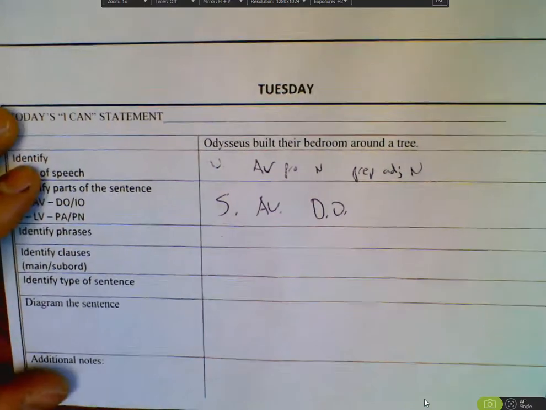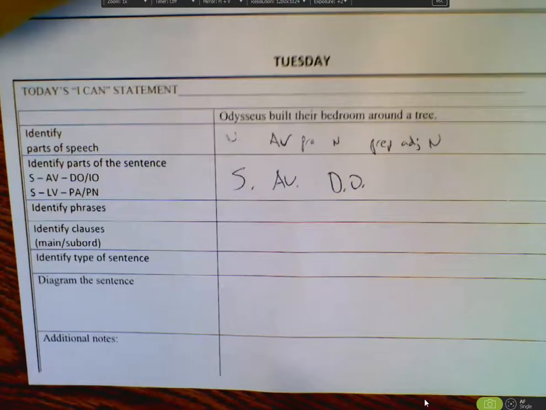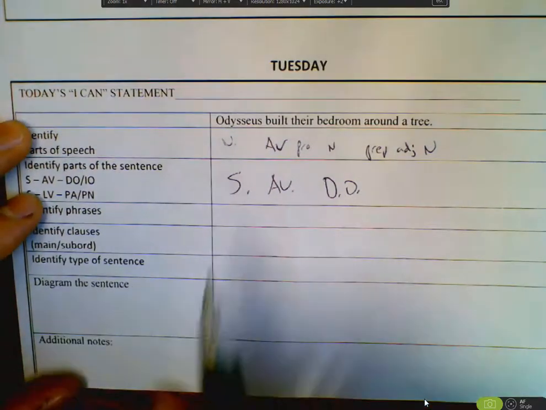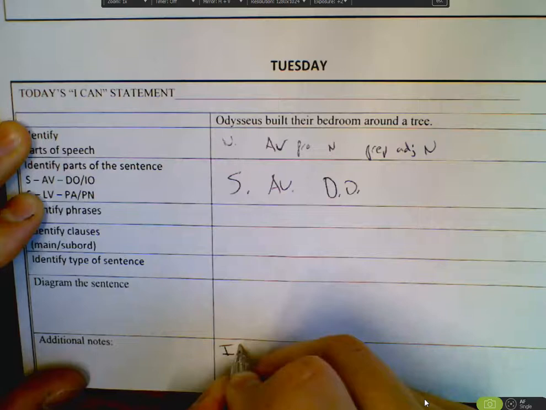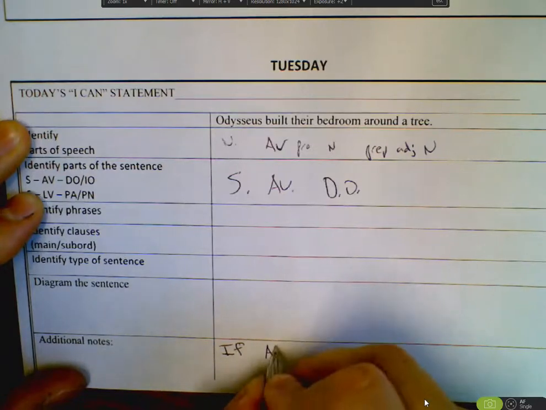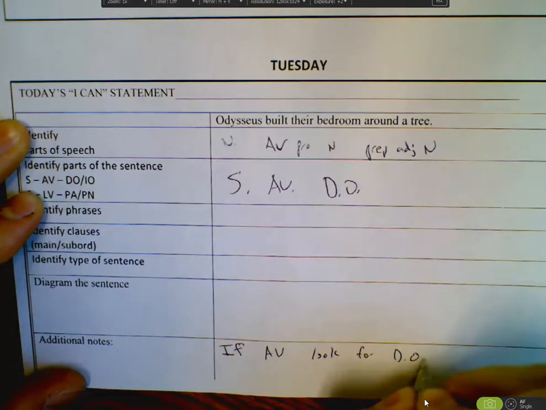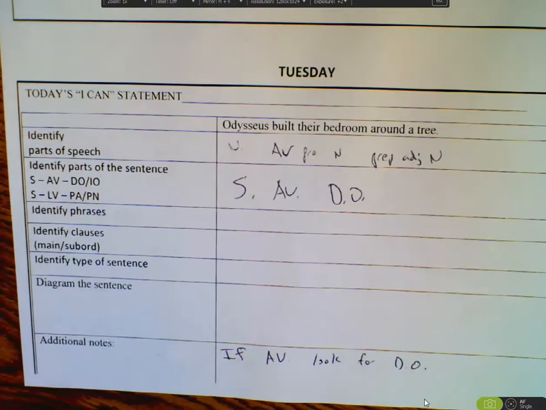Here are your notes for today. Down here where it says additional notes, I want you to write this if you're writing from home. If you have an action verb, this is right on your cheat sheet as well, if AV, look for a direct object. Look for something receiving that action. If I kick something, what am I kicking? The soccer ball, the chair, my little brother? Something must be receiving that action, so look for that.